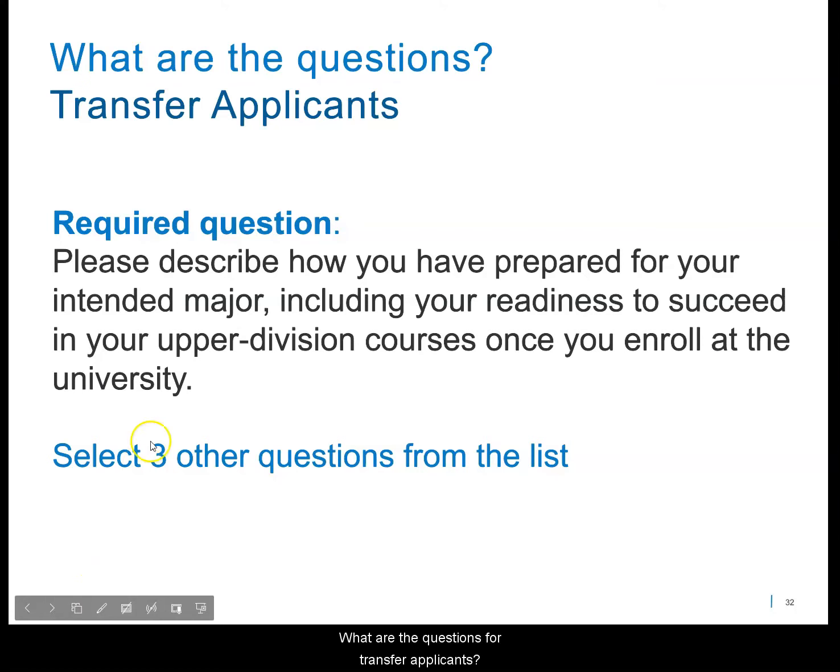What are the questions? For transfer applicants, you do have a required question, and it is, please describe how you have prepared for your intended major, including your readiness to succeed in the upper division courses once you enroll at the university. So this question is required if you're a transfer applicant. You will also need to select 3 other questions from the following list.